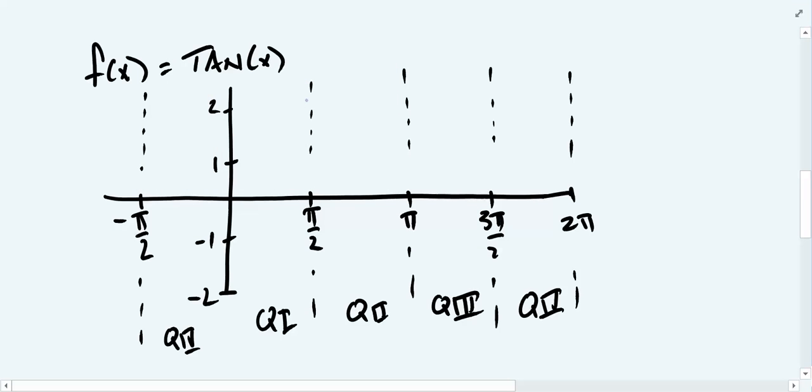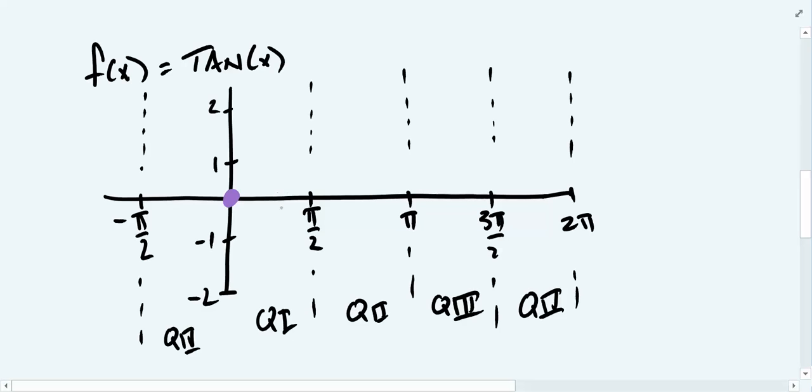Let's start with the easy one. What's the tangent of 0? The tangent of 0 is 0, so therefore 0, 0 is on the tangent curve, okay? Tangent of 0 is 0, yeah. Because it's 0 divided by 1, right? So it's 0, okay?